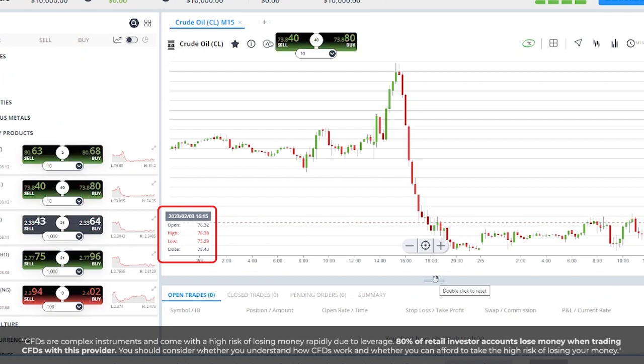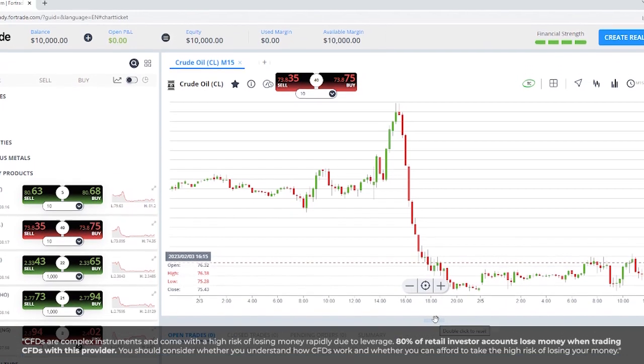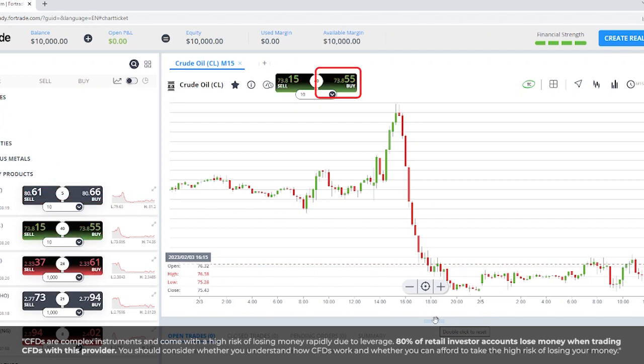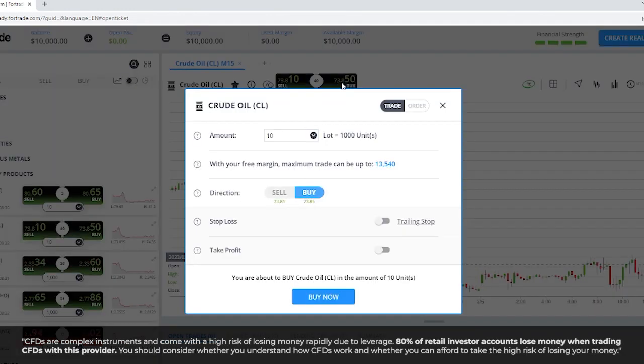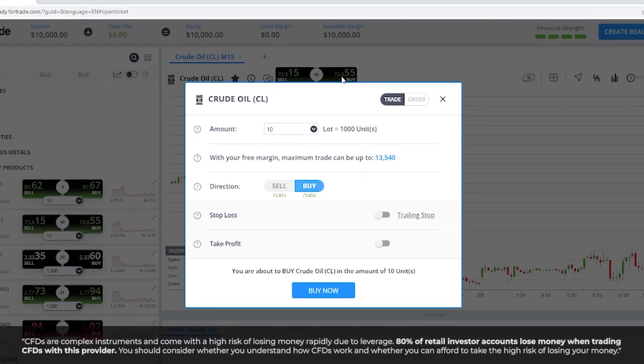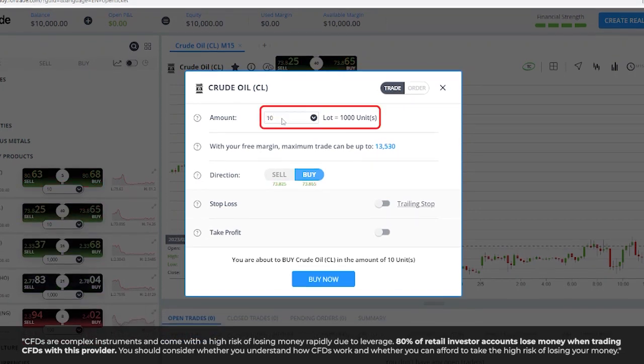Now let's trade. Depending on your decision, you can either open a buy or sell position. When you click on buy, for example, you will have a new window where you must order your trade. First, you must choose the amount that you want to trade with here. Here I will put 10, which is actually the default. That means that right now I will open a position to trade with a price of 10 units. In this case, for crude oil, that is 10 barrels.